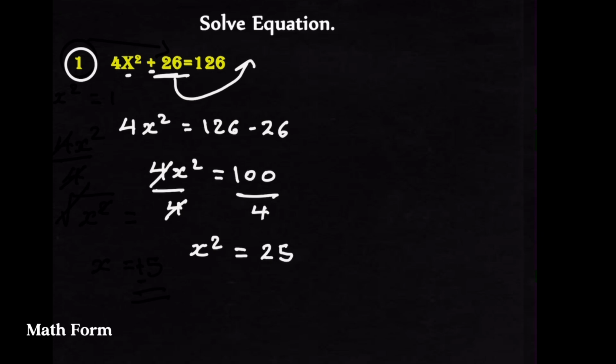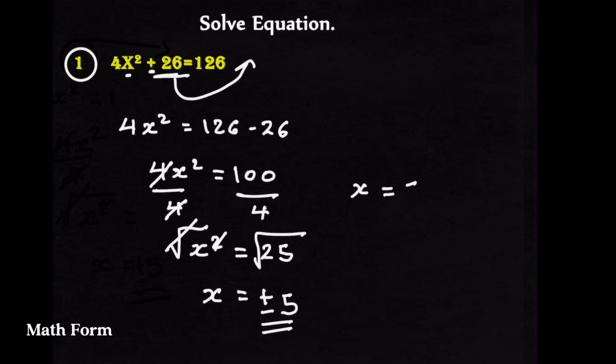The square, we have to remove it by taking the square root, under the square root on this side also. The square root cancels the square, and you get x equals the square root of 25. It will be positive or negative 5. So the answer is x equals 5 or x equals negative 5.